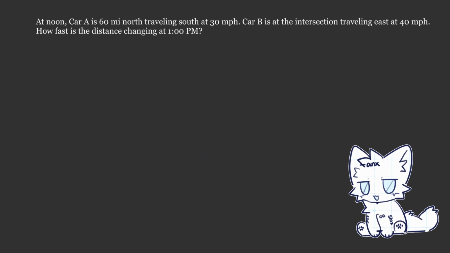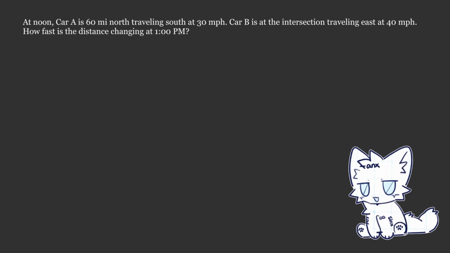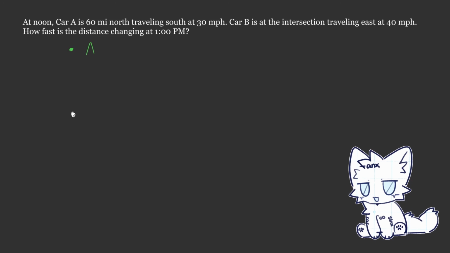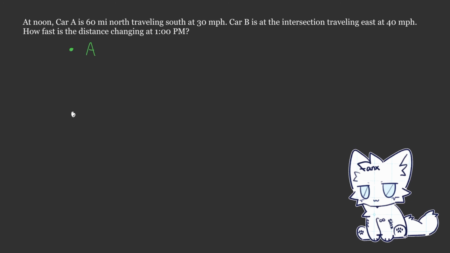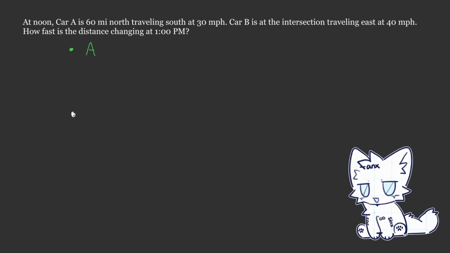Now, at noon, a car is 60 miles north. So let's create our point. Oh, it's a box. He is 60 miles up north. The car can be green car A. It is 60 miles north and traveling south at 30 miles per hour.